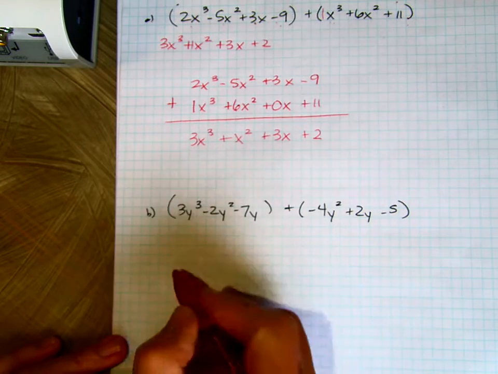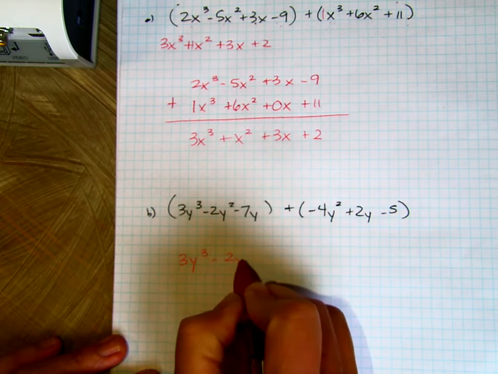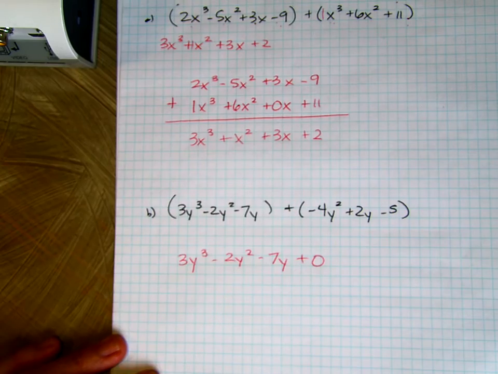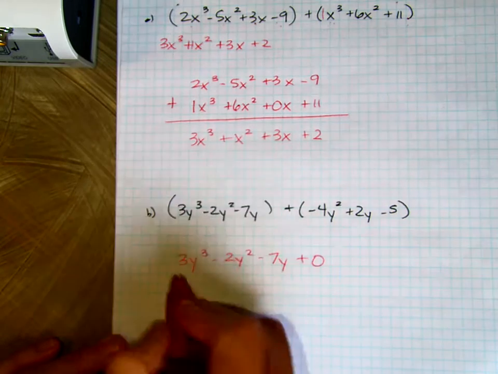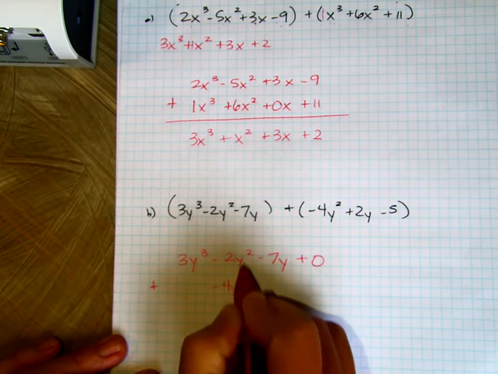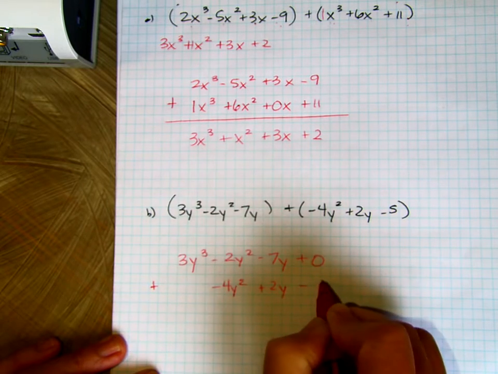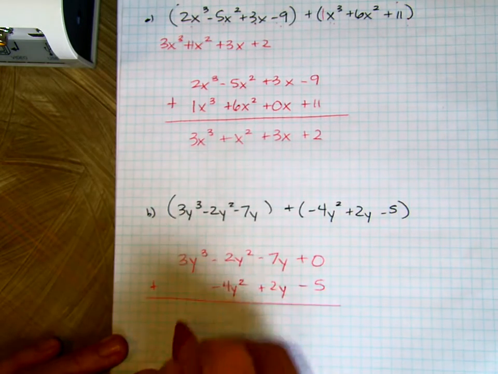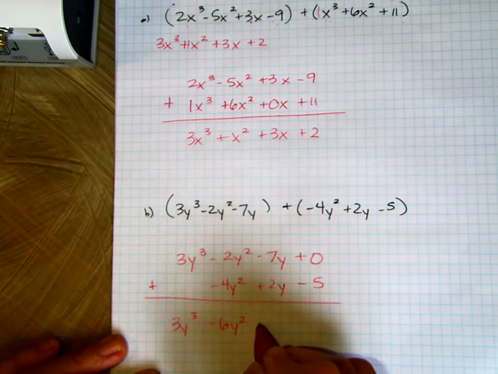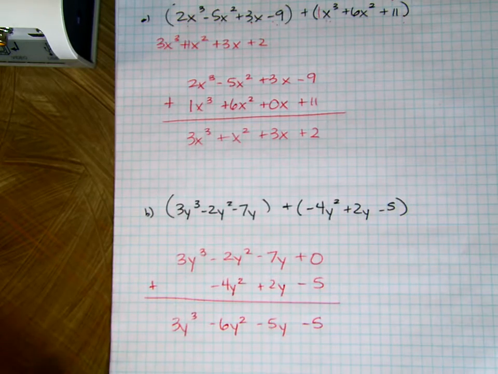Let's think about this again vertically. So I have a 3y cubed minus a 2y squared minus a 7y, and I'm going to want to keep that constant's place. There is a plus 0 here, and then I'm going to add a negative 4y squared, so it's going to go directly underneath there, plus a 2y minus a 5, and since this is addition, it's relatively easy. So yeah, that works pretty nicely.